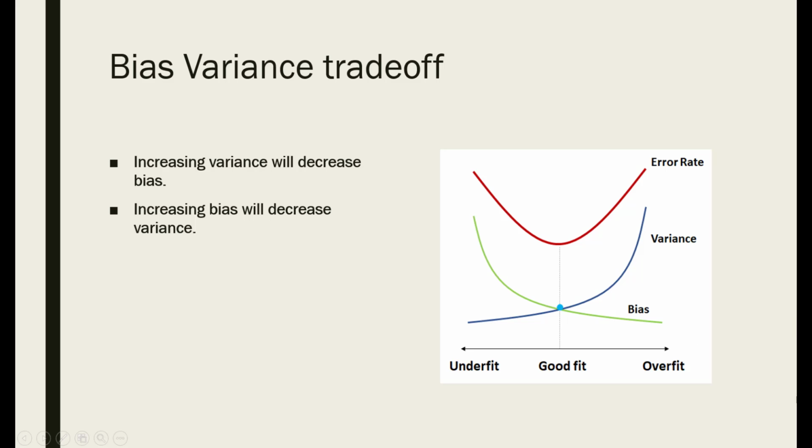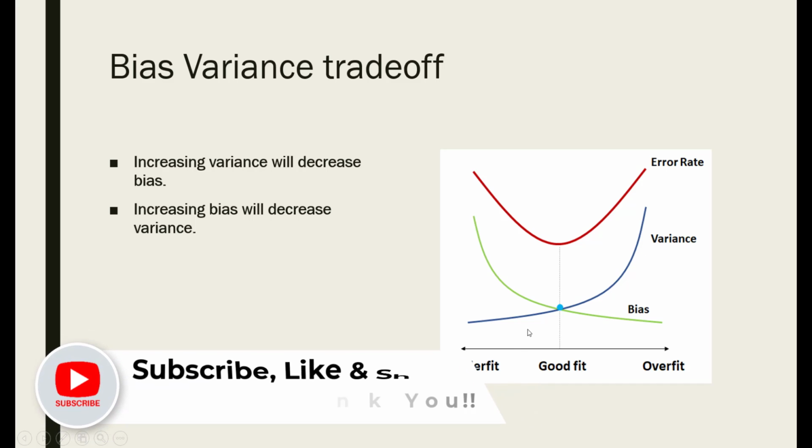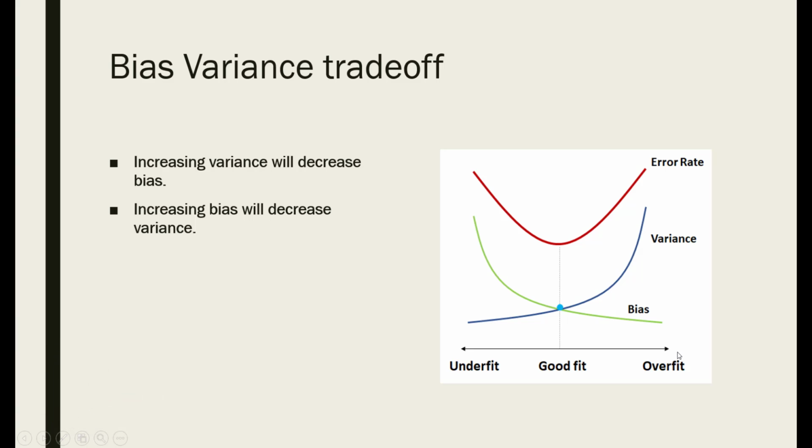As you can see in the graph, the green line indicates the bias, and if the bias is high, then it is an underfit, and if the bias is low, then it is an overfit. The blue line indicates the variance, and if the variance is low, then it is an underfit. If the variance is high, then it causes an overfit. So in order to have a good fit, we need a trade-off between the bias and the variance, where both of them are relatively low, and correspondingly the error rate will also be low.